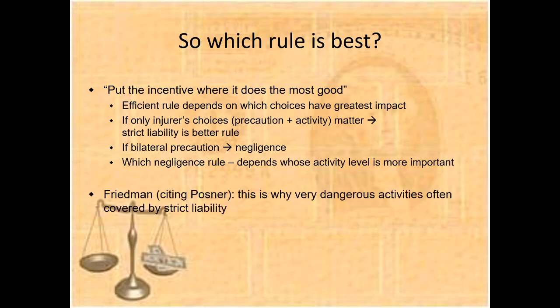So which negligence rule applies depends on whose activity level is more important for the government, whether the government is siding with the producer or the consumer, etc., under the product liability case. So Friedman, citing Posner, says this is why very dangerous activity is often covered by strict liability. Even among economists there is a consensus that the efficient bearer of the risk has to bear the liability, and therefore in product liability cases a stricter liability is always given to the producer.